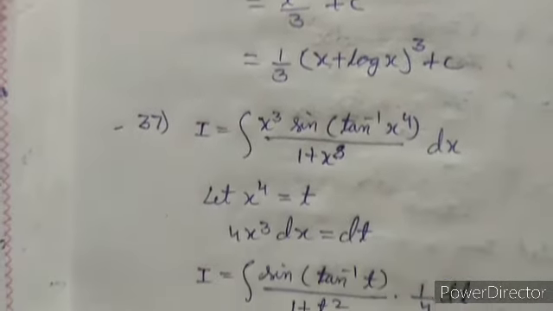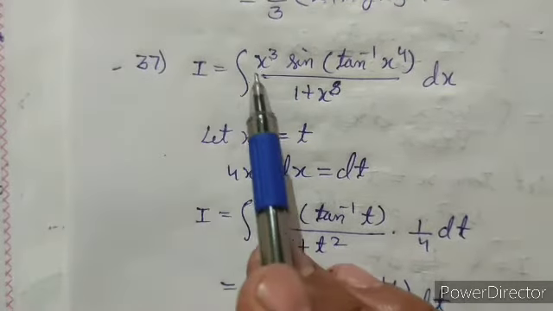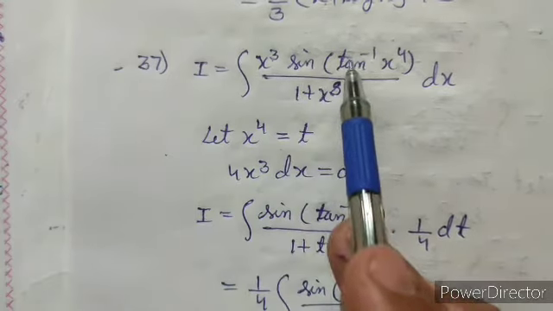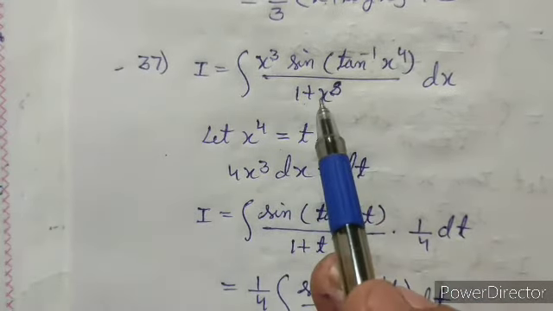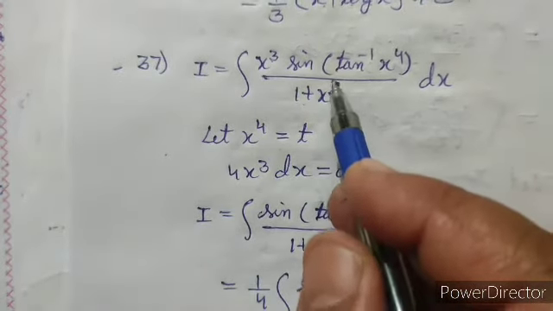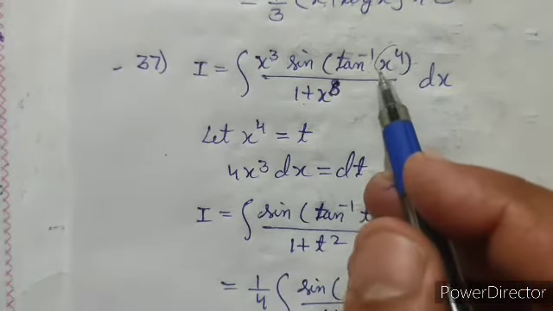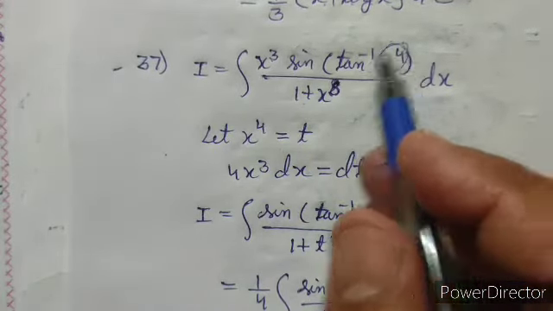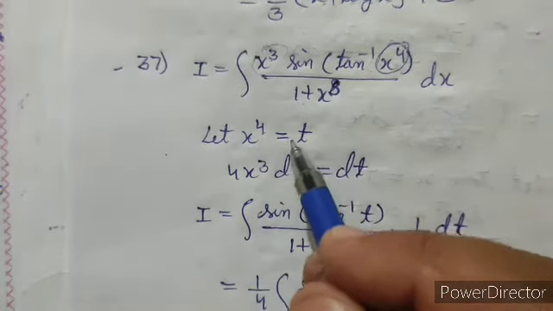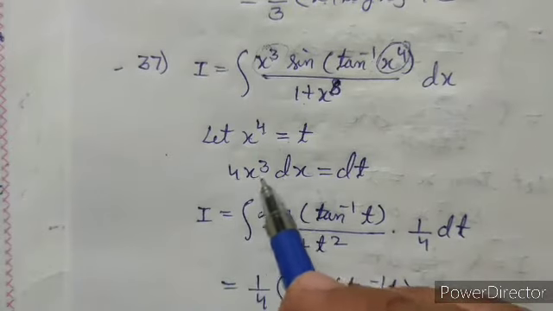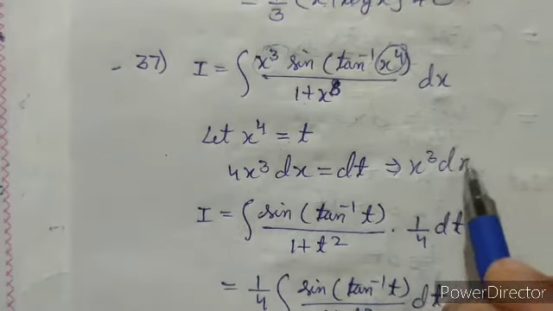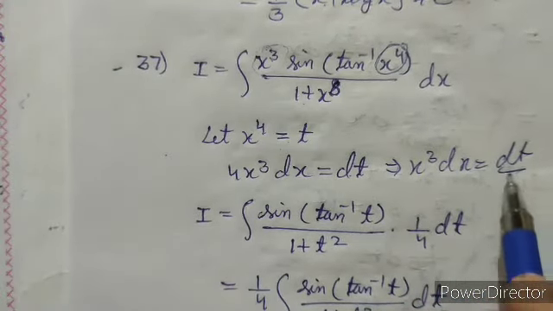Now in question number 37, here I is equal to the integral of x cube sine tan inverse x to the power 4 upon 1 plus x to the power 8. Now here, the derivative of x to the power 4 is 4x cube, and we have x cube in the question, so we will take x to the power 4 as t, and this will give us 4x cube dx as dt, or we can say x cube dx will be equal to dt by 4.